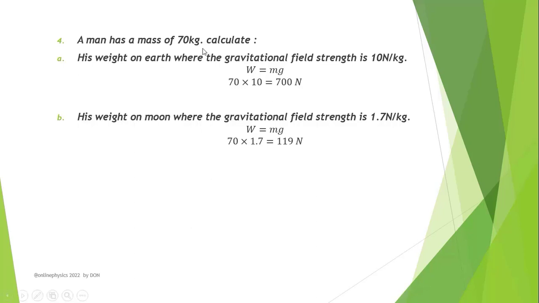So the same man who weighs 70 kilograms now moves to the surface of the moon where the g changes. Still, we are going to apply our formula. W is equal to mg. And in this case, our m is 70 and our g is 1.7. Multiplying 70 times 1.7, we are going to get 119 newtons as the weight of this particular man on the surface of the moon.